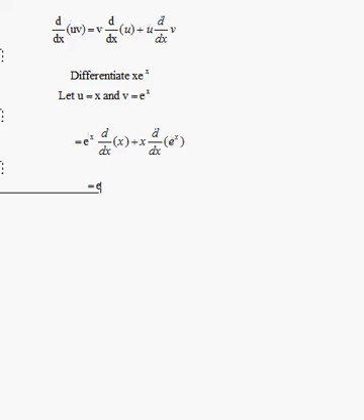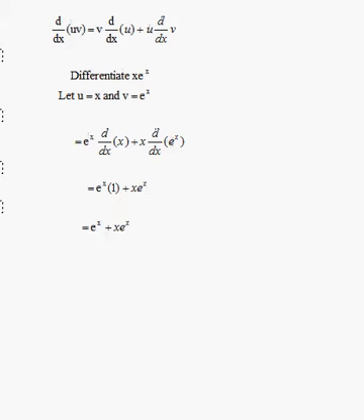e^x and the first derivative of x is 1, plus x and the first derivative of e^x is e^x. So upon simplifying this, the final answer would be e^x plus x e^x. So this is how you solve problems using the product rule.